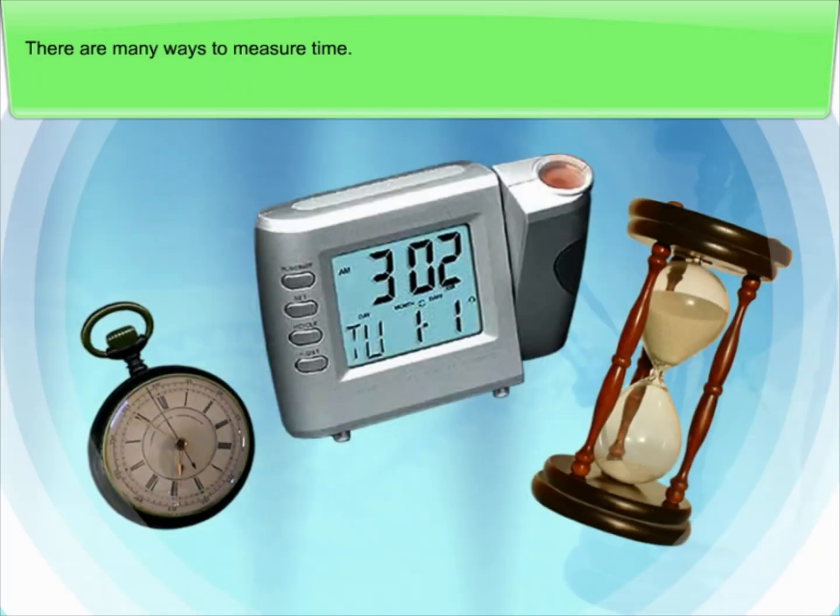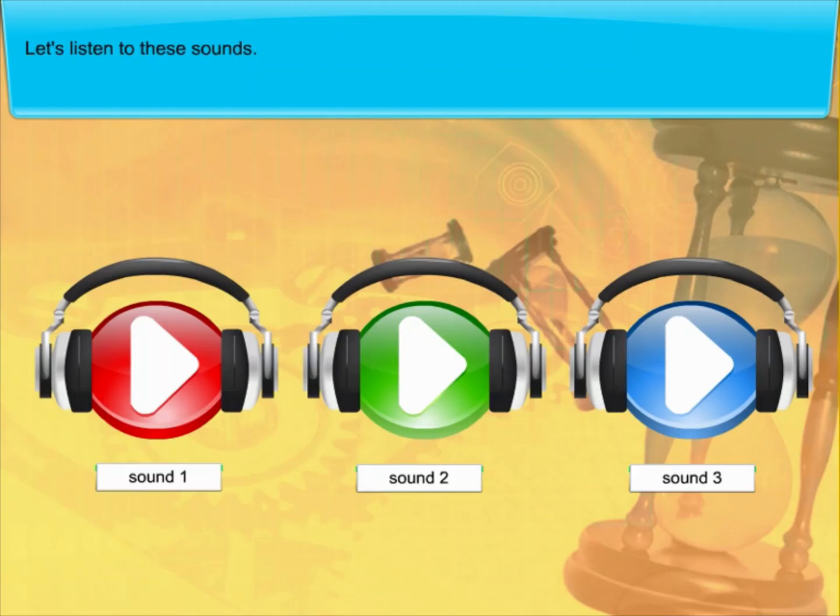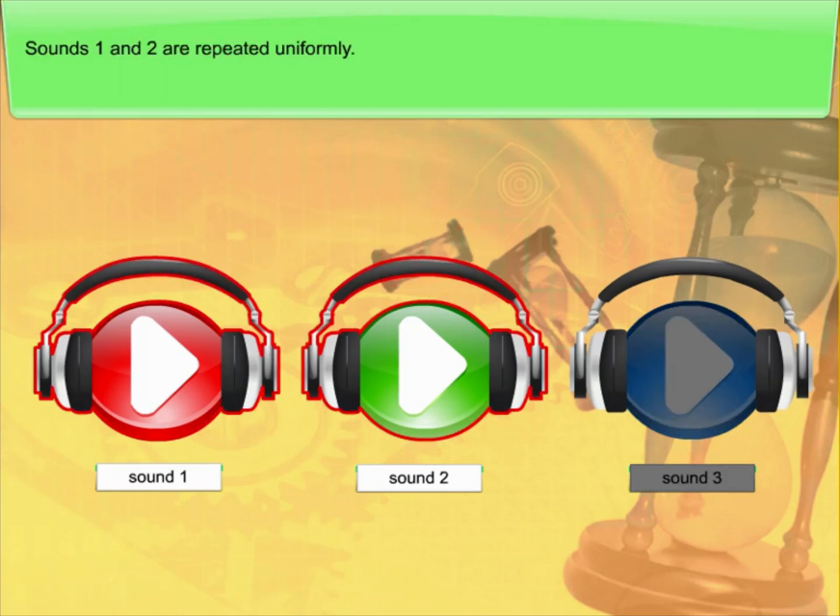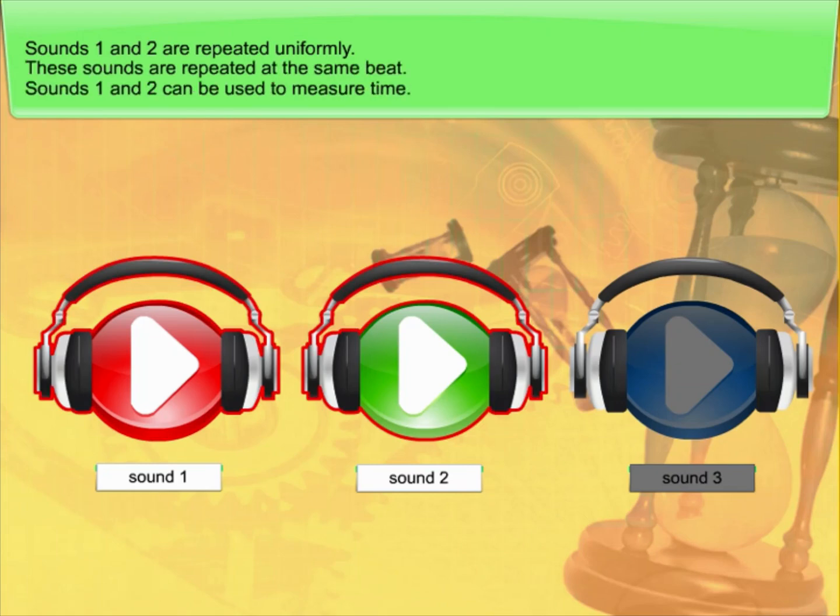There are many ways to measure time. Let's listen to these sounds. Click on each sound to hear. Can we use these sounds to measure time? Why? Sounds 1 and 2 are repeated uniformly. These sounds are repeated at the same beat. Sounds 1 and 2 can be used to measure time.